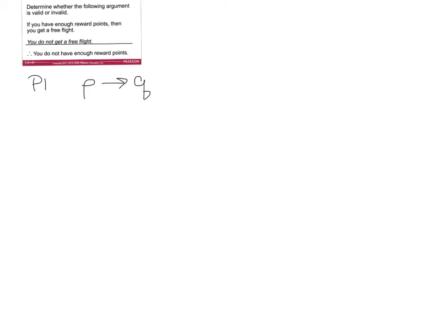Now your second premise is you do not get a free flight. So that is premise 2. So remember, your flight was Q, and we are not going to get the free flight, so we need to negate Q. Now we need our conclusion. Therefore, you do not have enough reward points. So therefore, negation of P.